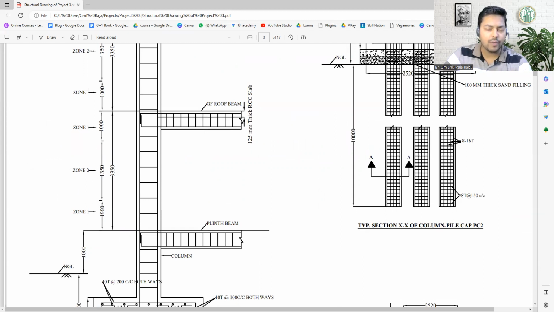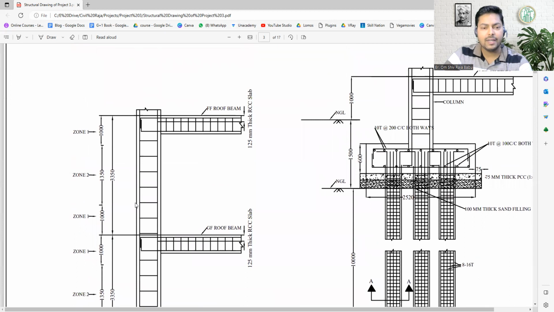Okay, so zone 1 is the end zone, then zone 2 is the central zone, and zone 1 is again the end zone, because over here the column is ending because we have this beam over here, so this column will end at this place. Now similarly, in this next floor, we have the same zone distribution over here.